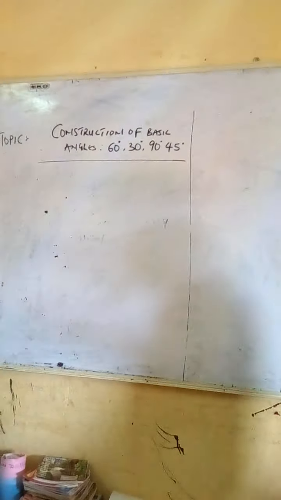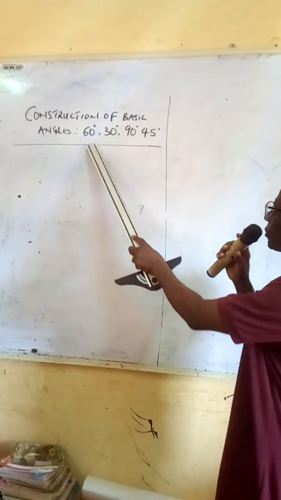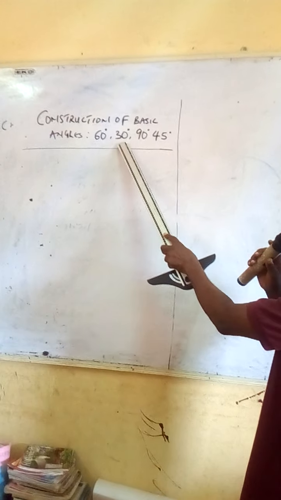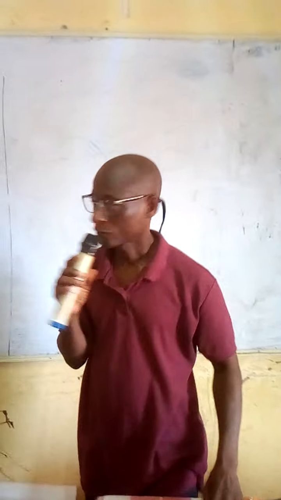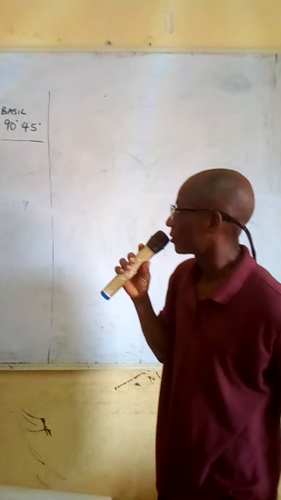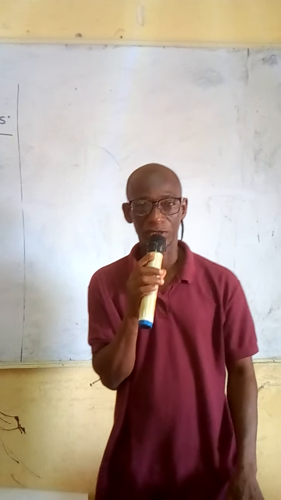Welcome to another recording of construction class. Today's topic is construction of basic angles: angle 60 degrees, 30 degrees, 90 degrees, and 45 degrees. You wonder why 60 degrees is coming first. Angle 60 is actually the foundation for the construction of all angles.